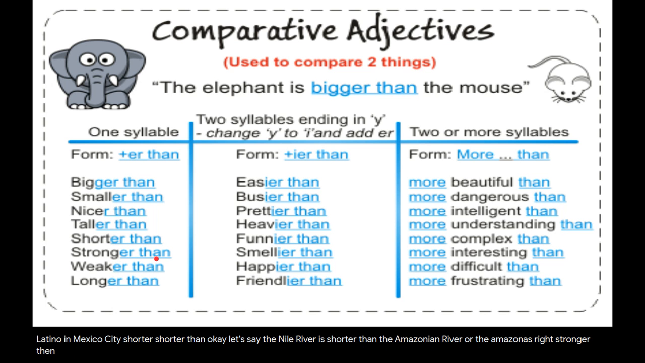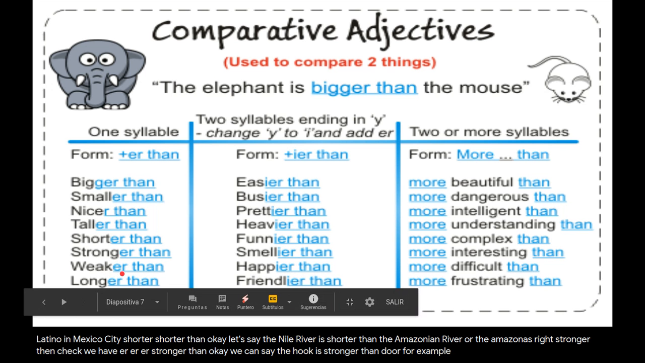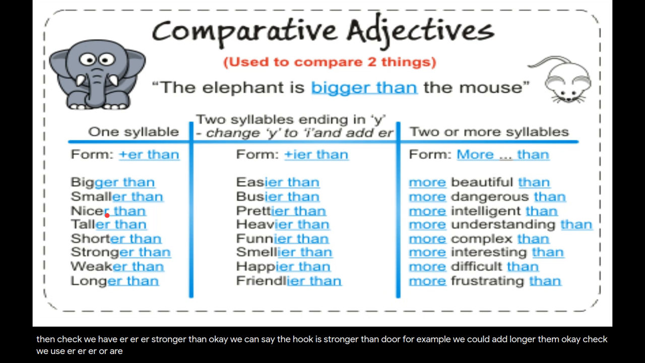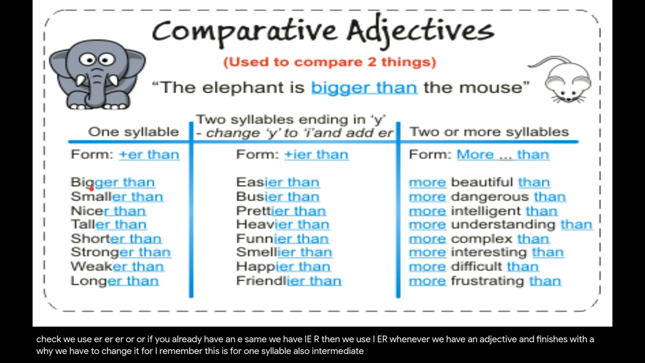Stronger than. Check, we have ER, stronger than. Okay. We can say the Hulk is stronger than Thor, for example. Weaker than, longer than. Okay? Check. We use ER, or R if we already have an E. Then we have IER. We use IER whenever we have an adjective that finishes with a Y. We have to change it for I. Remember, this is for one syllable. Also, intermediate consonants between two vowels, we put a double, for example, bigger.